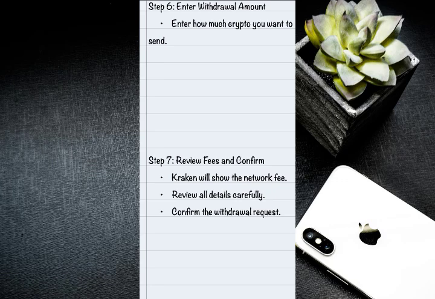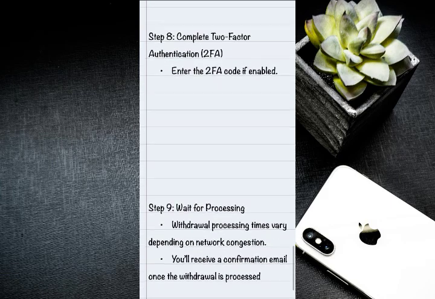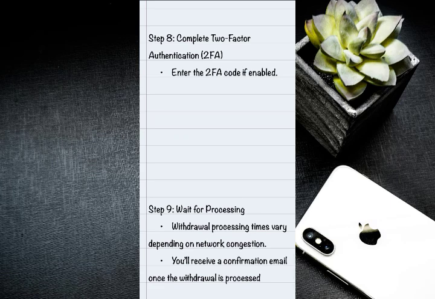So once you do that, starting from the fee, you can also review the details carefully, and Kraken will also show the network fee as well. Then confirm the withdrawal request. And after that you have to complete your two-factor authentication, which is the 2FA. So enter the 2FA code if enabled, then wait for the process. You will receive a confirmation email once the withdrawal is being processed.